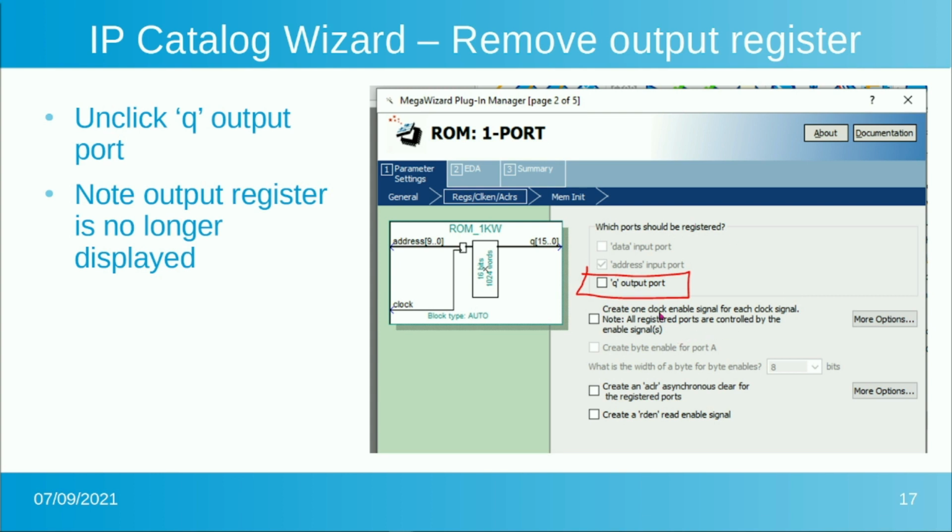We don't want any of these other buttons clicked. We don't need a read enable. If you put an address on here and it's clocking at every CPU clock, the data is just going to come right out and stay out. We don't want to slow anything down.